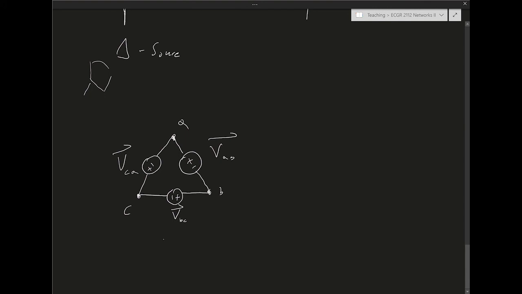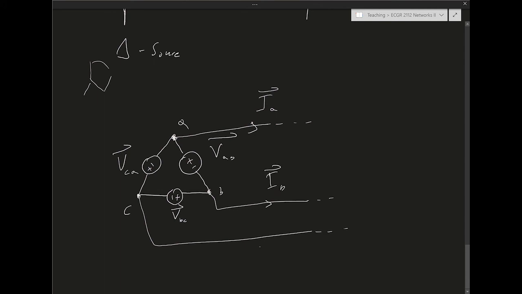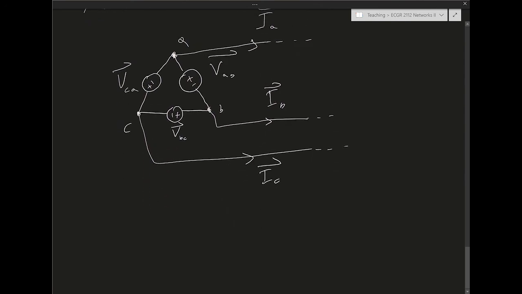But this is the delta connected source, and we have the line currents coming out. So we have IA, and it continues towards the load, which could be either Y or delta. And then we have IB, and then we have IC. Okay.